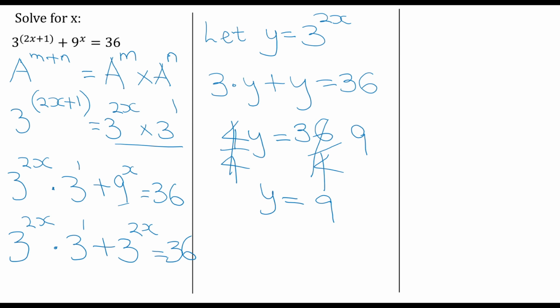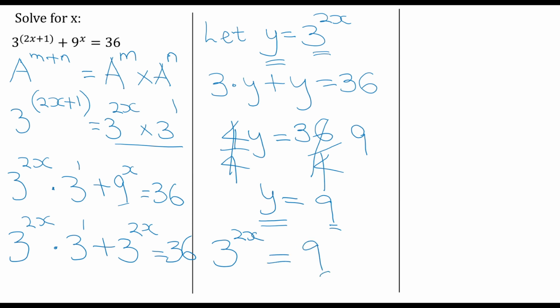But we are not interested in the value of y. We are interested in the value of x. So you need to recall that since the value of y is equal to 9, it's also equal to 3 to power 2x, because we assumed that y is equal to 3 to power 2x. So you can as well write it as follows: 3 to power 2x, which is your value of y, is equal to 9.